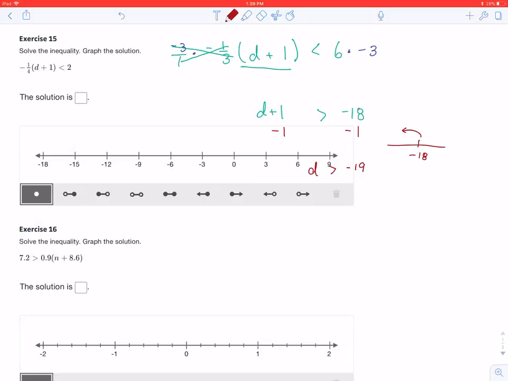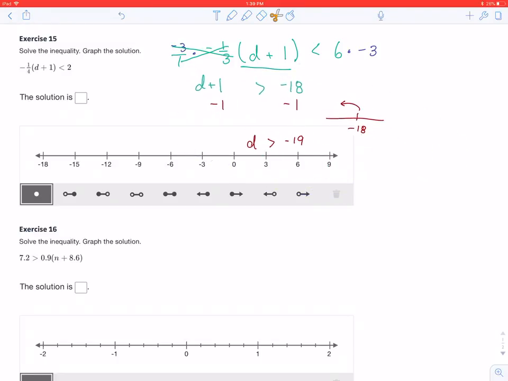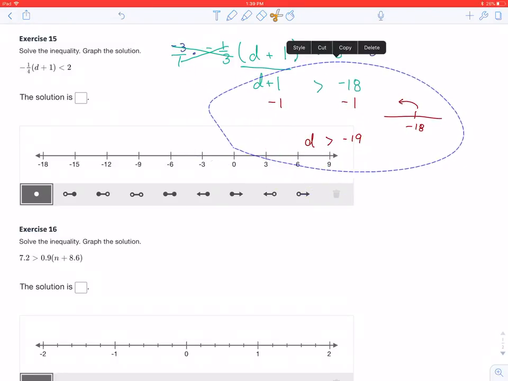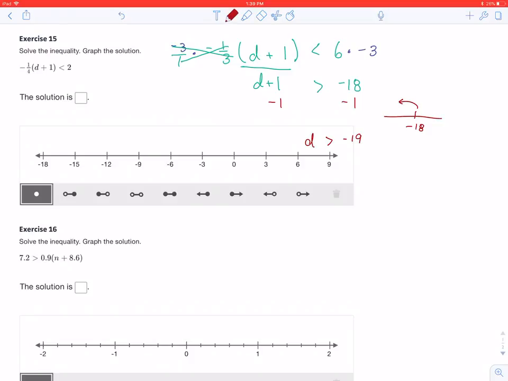But remember, that's just the answer to my example. You're going to be using the same kind of techniques that I did here. I'll try to move it so you can see it a little better. The same technique we used to solve my example, you're going to use to solve the exercise 15 problem.